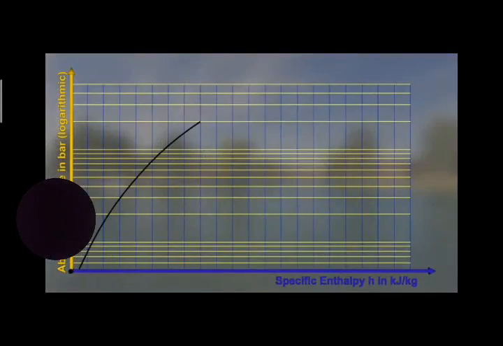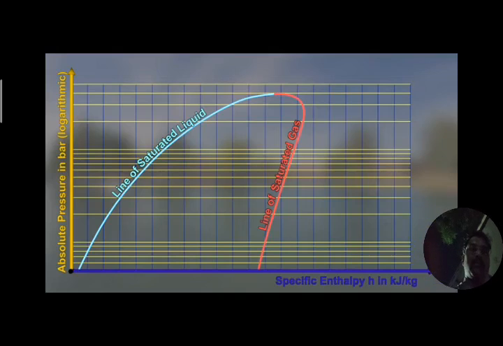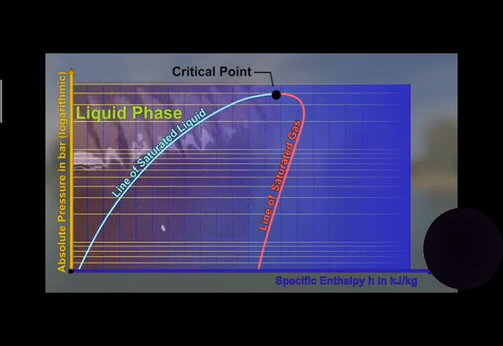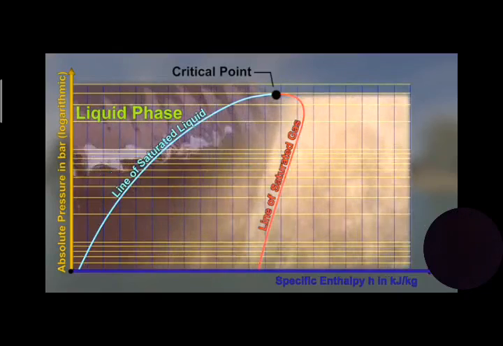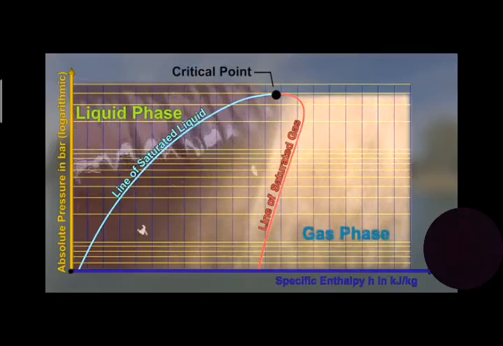A pressure enthalpy diagram contains a dome-shaped area. It stretches from the line of saturated liquid on the left to the line of saturated gas on the right. Both saturation lines meet at the top in a critical point. To the left of a saturated liquid line, the fluid is in a liquid state and the specific enthalpy H is low. This is the area of a liquid phase. To the right of a saturated gas line, the fluid is in a gaseous state and the specific enthalpy H is high. This is the area of a gas phase.